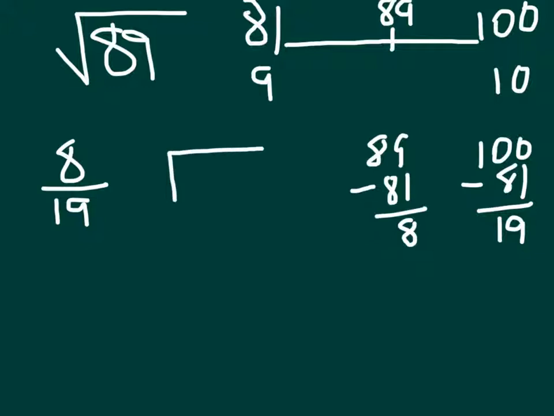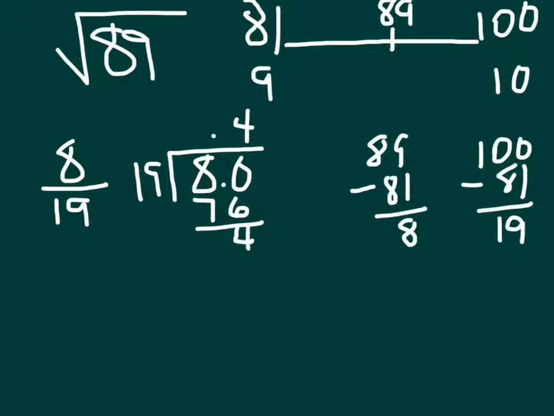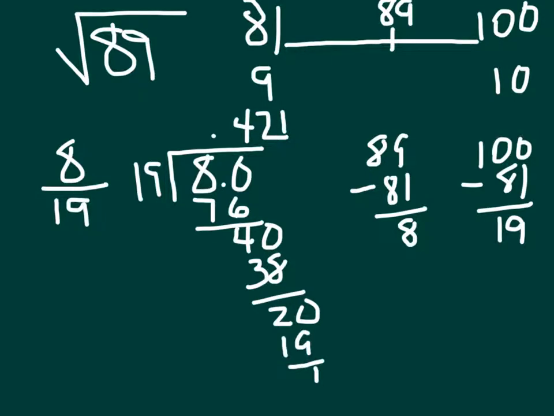So we take the 8 and we put it on the inside, 19 on the outside. And when 19 goes into 80 4 times, it gives us 76 with 4 left over. 19 goes into 40 2 times, and that's 38 with 2 left over. Bring down another 0. 19 goes into 20 1 time with 1 left over. And the reason I took it out 3 places is because I want you to round it to the hundredths position, or the second decimal place.